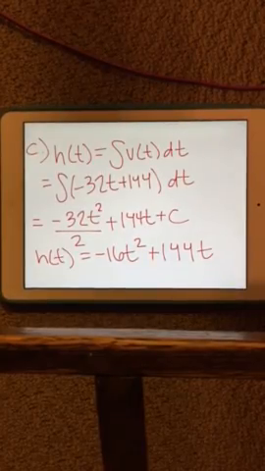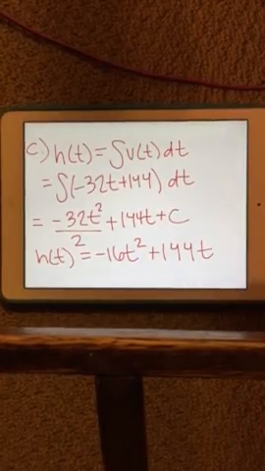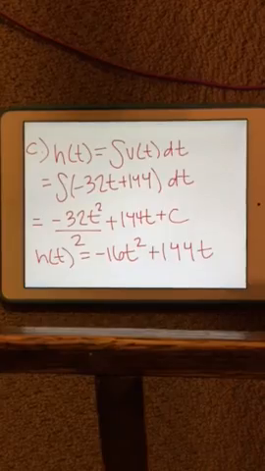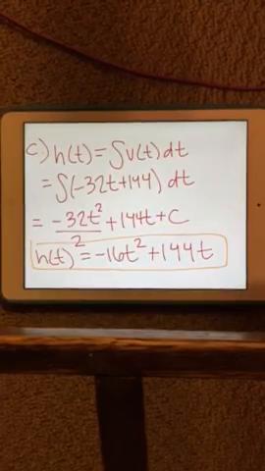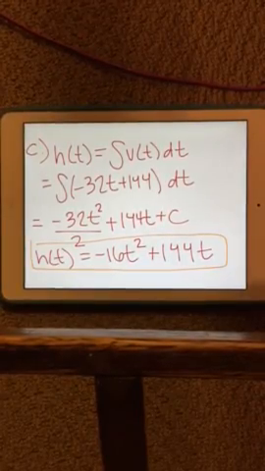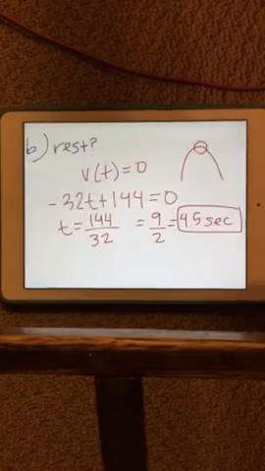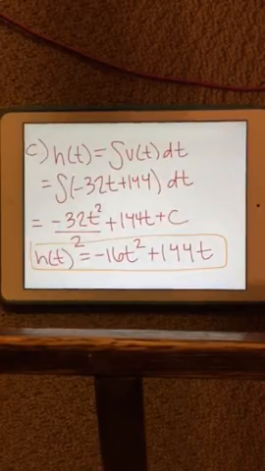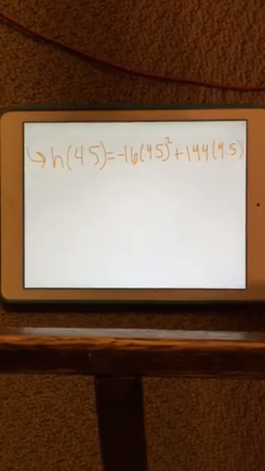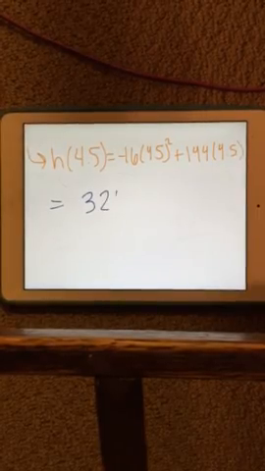But since we aren't given an initial height, we're told that the ball was hit on the ground, the constant is just gone. The final position equation is just negative 16t squared plus 144t. So now all we have to do to find the maximum height is to use the time at which the maximum height occurred, and we found that right here, 4.5 seconds. So we plug 4.5 seconds into the position equation, which eventually simplifies down to 324 feet.